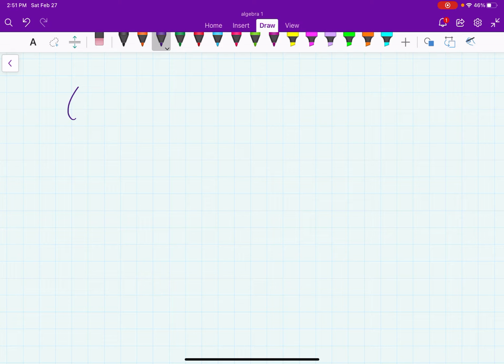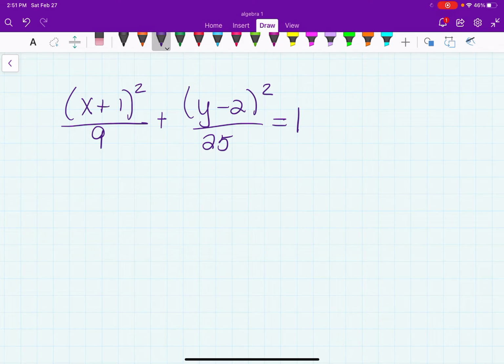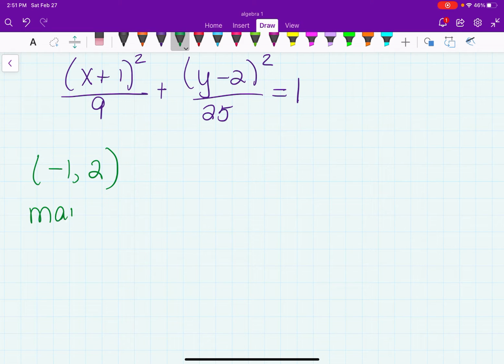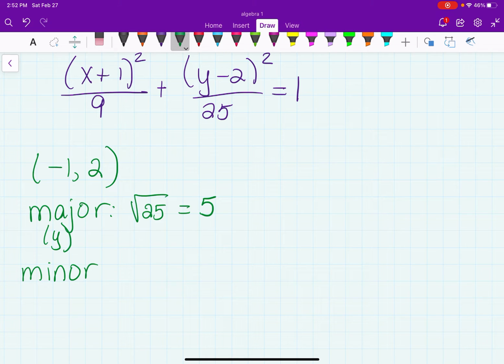Number 2 is x plus 1 squared over 9 plus y minus 2 squared over 25, and it equals 1. So now what do I have to figure out? Well, our center is -1, 2. Just remember to switch the signs. Let's look for our major axis. Which one's the bigger number, and what letter is it under? 25 is the bigger number and it's under y, so that's our major axis. So the radius in the y direction is 5. You don't even have to write the square root of 25, but you can if you want. That leaves our minor axis being the x direction, and the square root of 9 is 3.